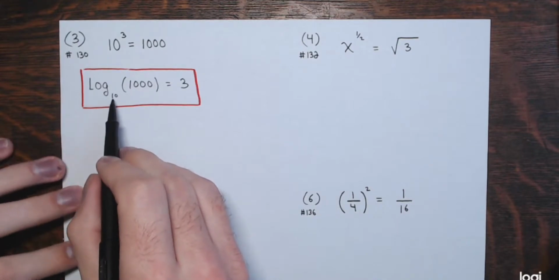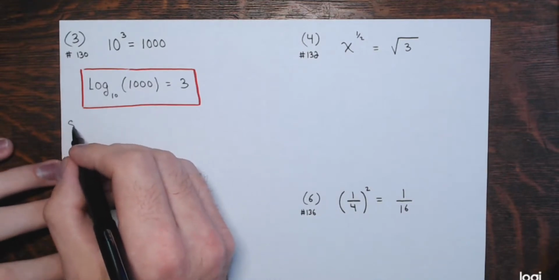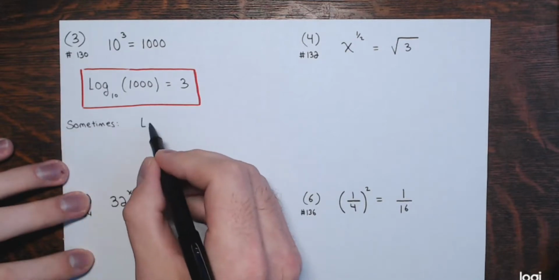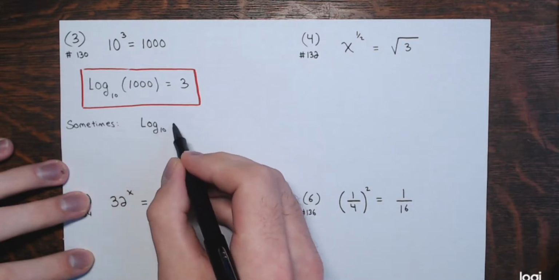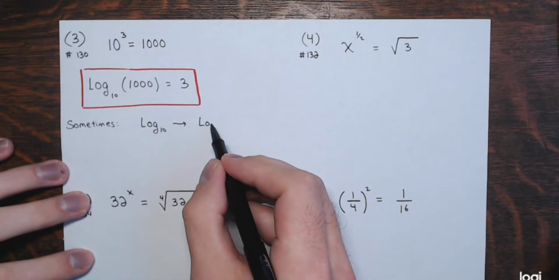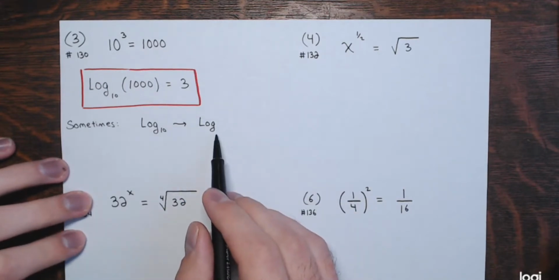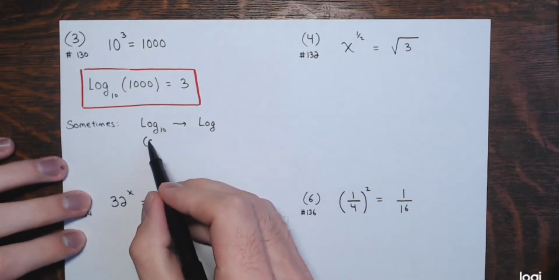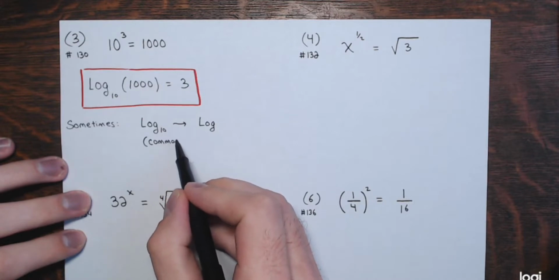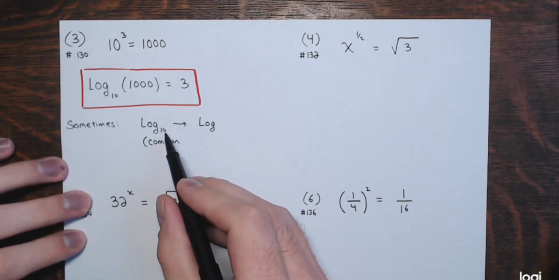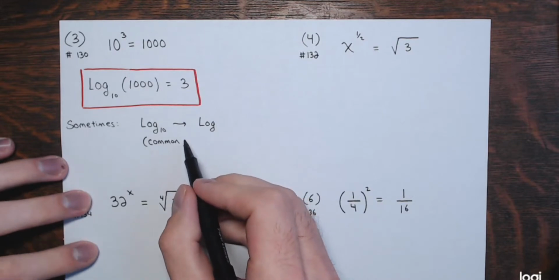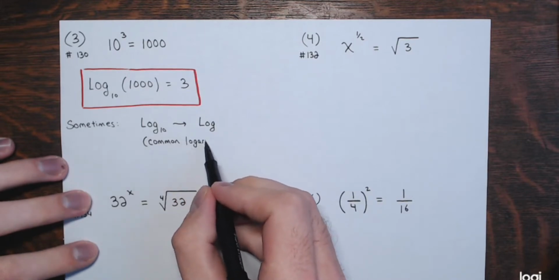Now, interesting thing about log base 10. Sometimes log base 10 is just written log with no base. This is sometimes referred to as the common logarithm, right? Because base 10 is a common base. Every number we work with in daily life, in most cases, is base 10, right? Decimal. So this is referred to as the common logarithm, the common log.